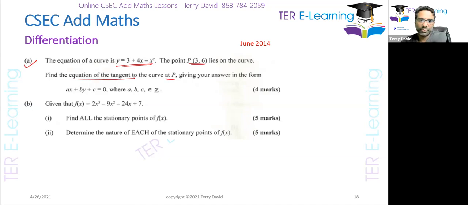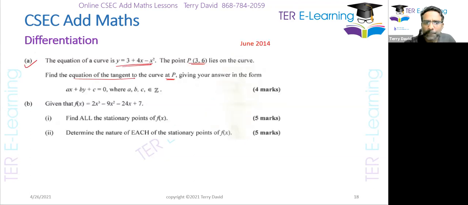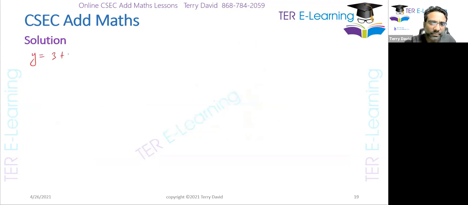So first things first, what we need to do, we need to find the gradient function from the curve. So the curve is y is equal to 3 plus 4x minus x squared. And what we need to do, we need to find dy dx, right? That's our differential, or first derivative. So when you differentiate 3, you're going to get 0. Differentiate 4x, you're going to get 4. And when you differentiate minus x squared, you're going to get minus 2x, right? So that's my gradient function.